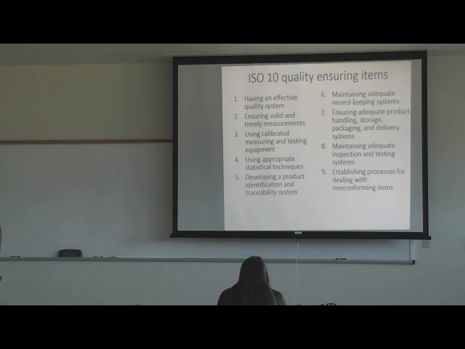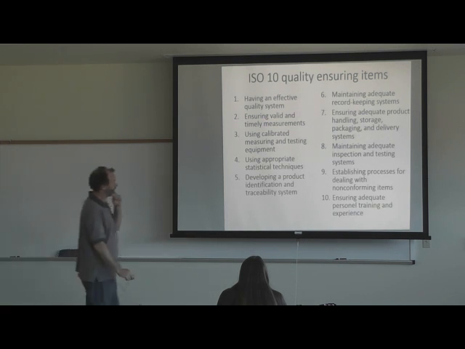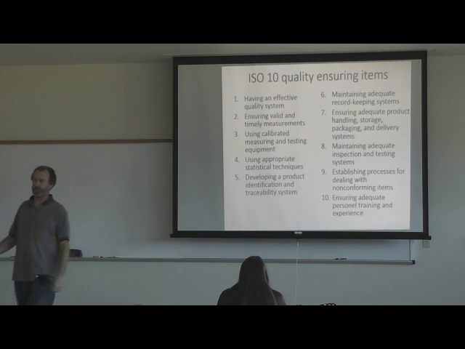When you get something that falls out of sync, you have to have processes to deal with that. Because when your quality control values are off, you have to know if you need to throw away the run, or if you can keep doing it, or troubleshoot what happened with that. Ensuring adequate personnel training and experience.